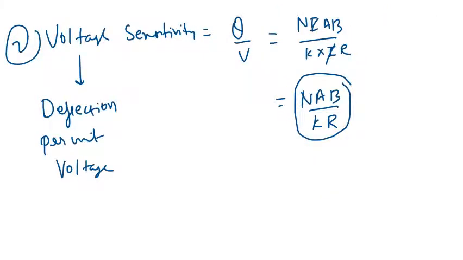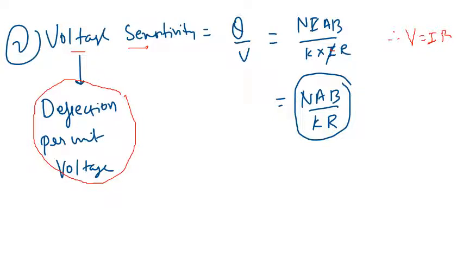Similarly, there is one more parameter, that is voltage sensitivity. So it is basically deflection per unit voltage. So theta upon V. So in place of theta, I'll put NIAB by K. I and I will get cancelled out because V is basically equal to IR, that is Ohm's law. So it will be NAB by KR.